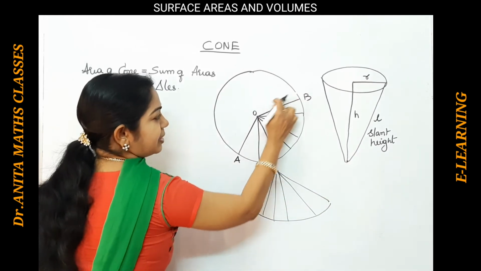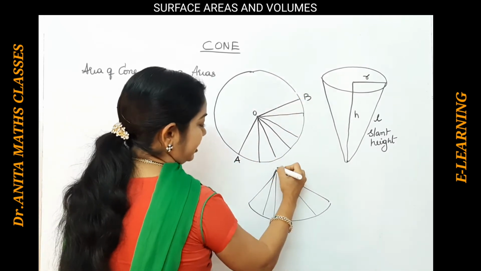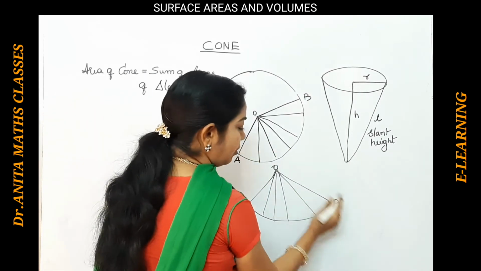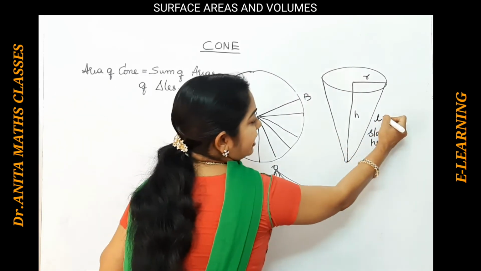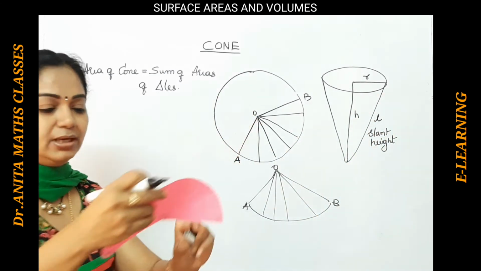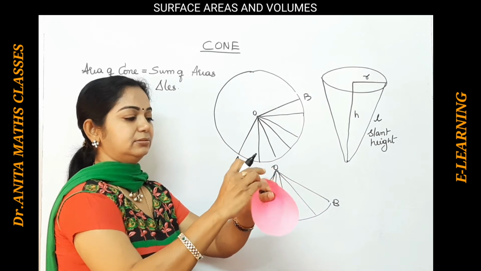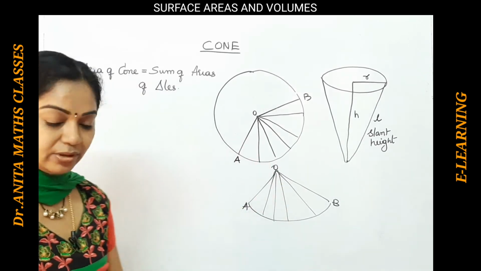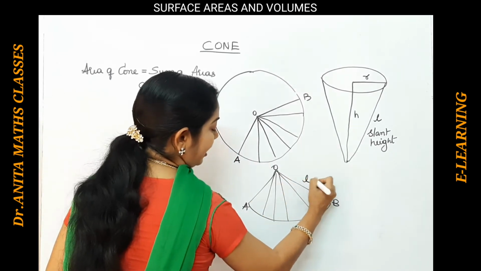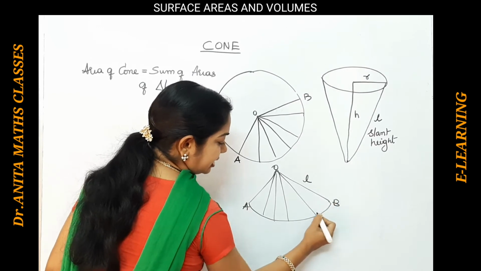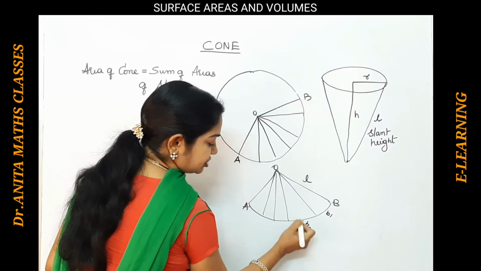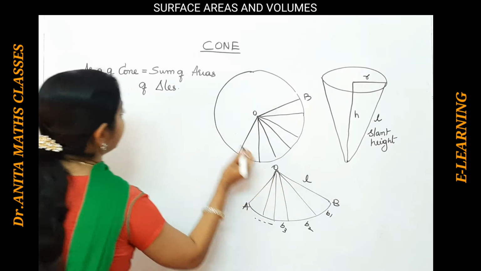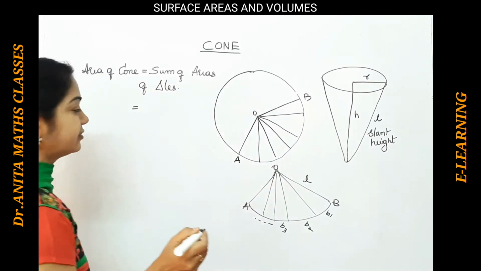Now here, this part is OB. When you join A and B, it forms a cone, isn't it? That OB or OA will become the slant height here. I am showing it here: you join A and B here. This forms the slant height of the cone. So this will be your L, and suppose this base area is B1 and this triangle is B2, B3 and so on, like Bn. However many triangles you have divided it into, that many. So what is the area of a triangle? Half base into height.